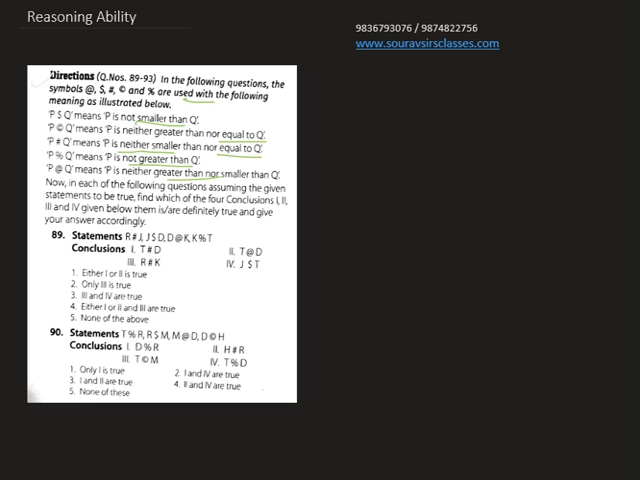Now, in each of the following questions, assuming the given statements to be true, find which of the following conclusions 1, 2, 3, and 4 given below them is or are definitely true, and give your answer accordingly.